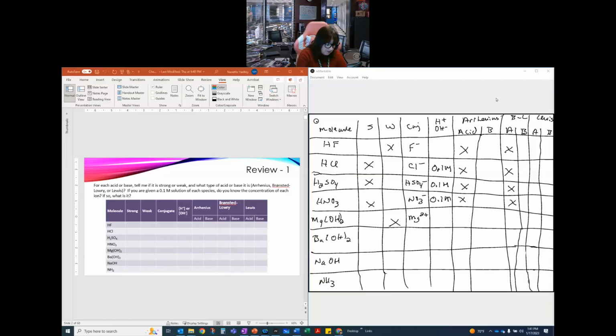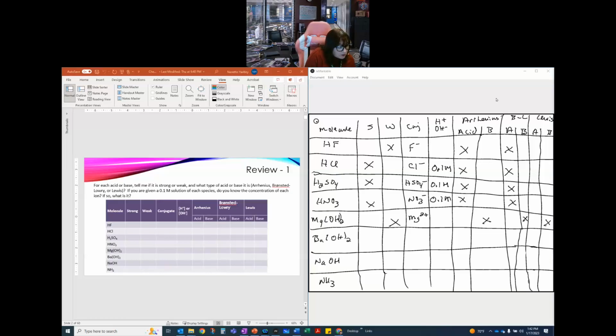Does it donate an OH minus? Yes, it does. Can it react with an H+? Can it accept that H+? Yes, it can. Can that OH accept or donate a lone pair? It can. Okay, so oxygen has 3 lone pairs on it. It has the ability to donate those. So it can act as a Lewis base.